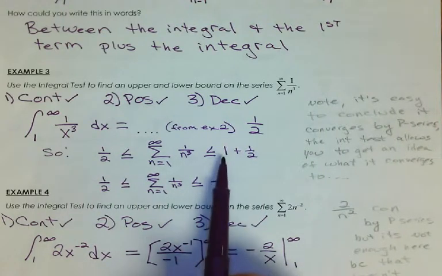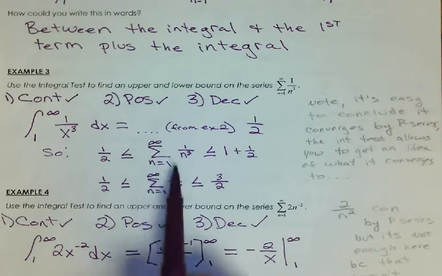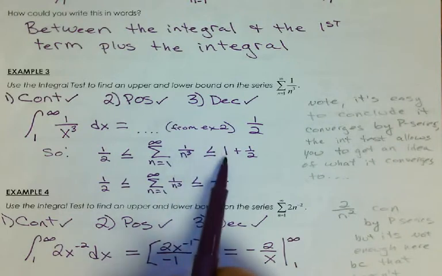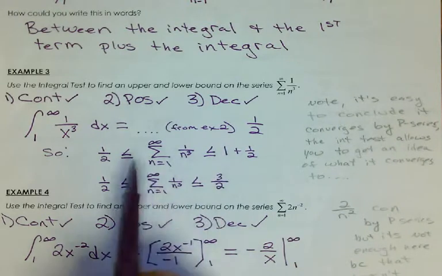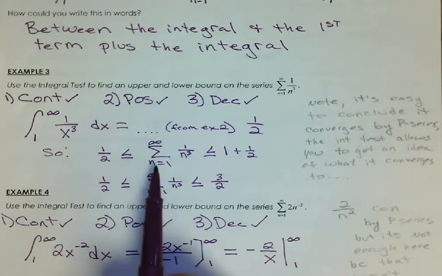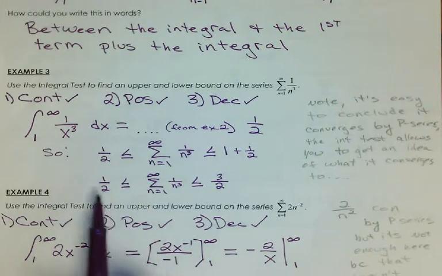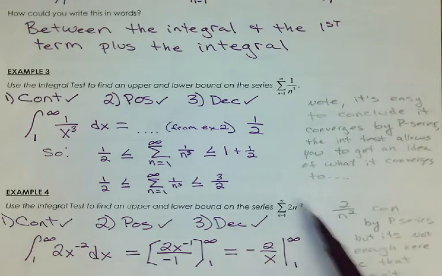And then you need to get the first term. So to get the first term, you plug in that bottom number. So when I plug in 1 there, you get 1 over 1 cubed, which is just 1. So basically what we can conclude is that this summation does converge, and that it converges to a number between 1/2 and 1 and 1/2. So that's why the integral test is a bit more powerful, because not only will it tell you if it converges or diverges, it'll let you get an idea of what it converges to. Okay?